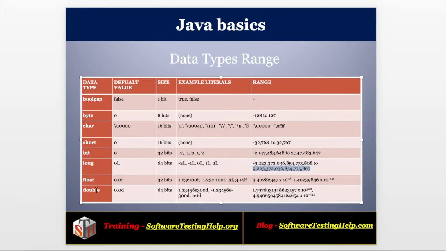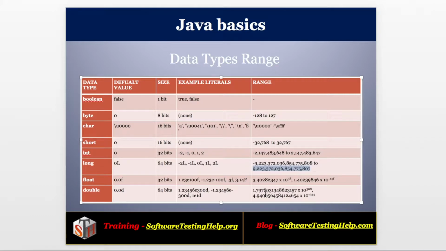And float and double are for floating point values. The float value should end with a small f or capital F. Likewise, the double value will end with a small d. Float has a size of 32 bits and double has 64 bits.